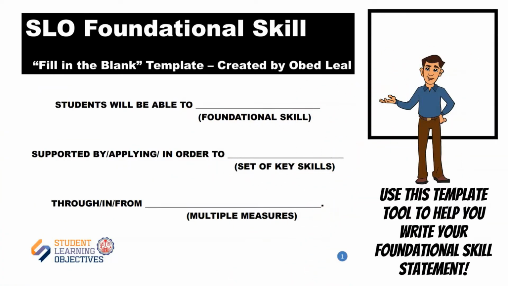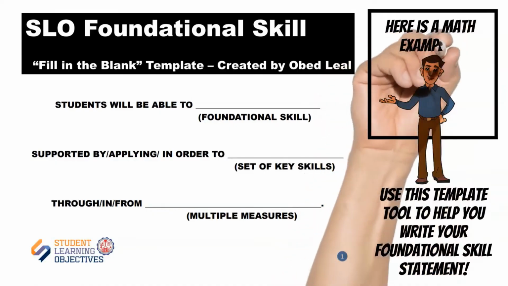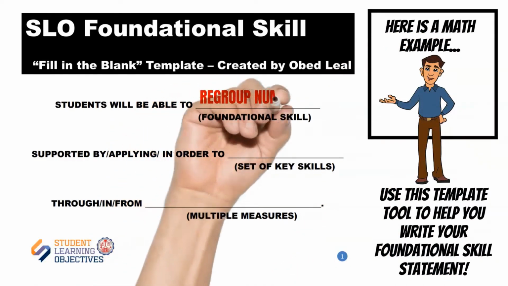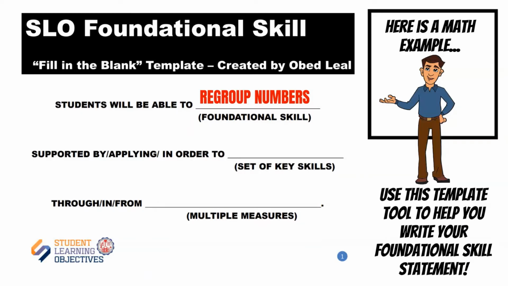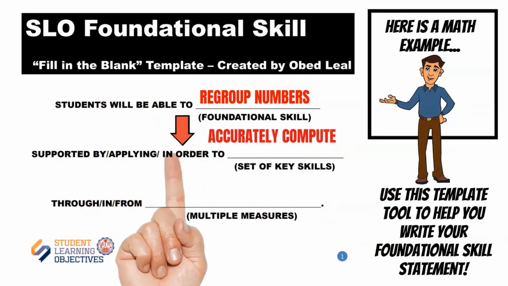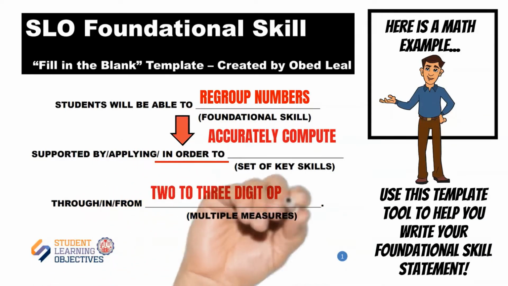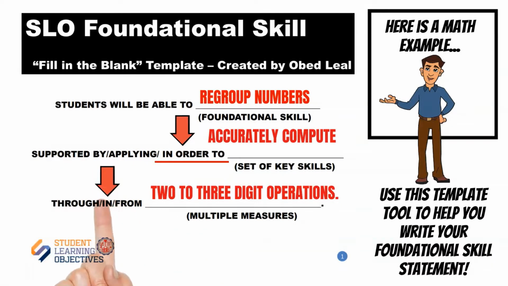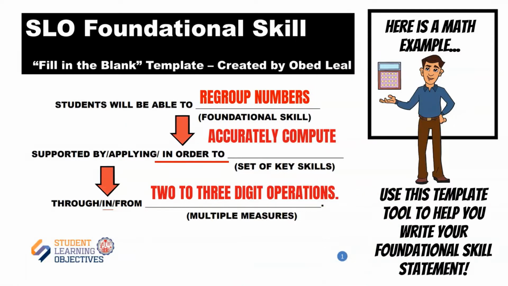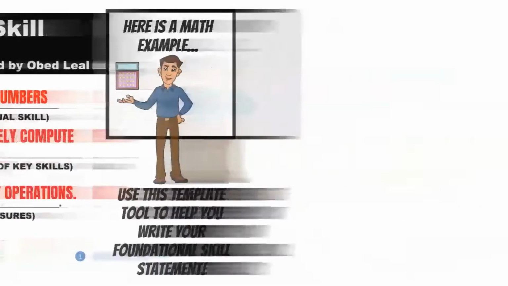Here's a math example. Let's say you wanted to use regrouping numbers as your foundational skill. So you could write, students will be able to regroup numbers. Why? In order to accurately compute in 2 to 3 digit operations. Now the sentence becomes, students will be able to regroup numbers in order to accurately compute in 2 to 3 digit operations.